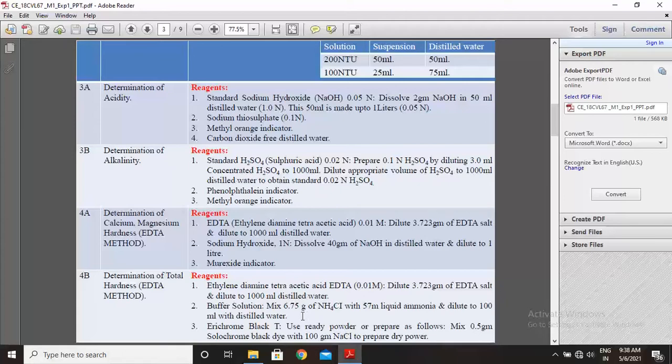Eriochrome black T indicator. Use ready powder or prepare as follows. Mix 0.5 gram Solochrome black dye with 100 gram sodium chloride to prepare dry powder. Now this becomes Eriochrome black T indicator.